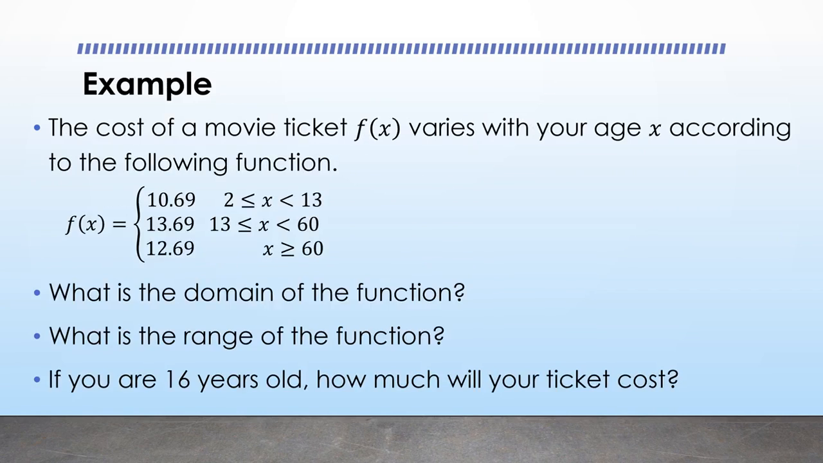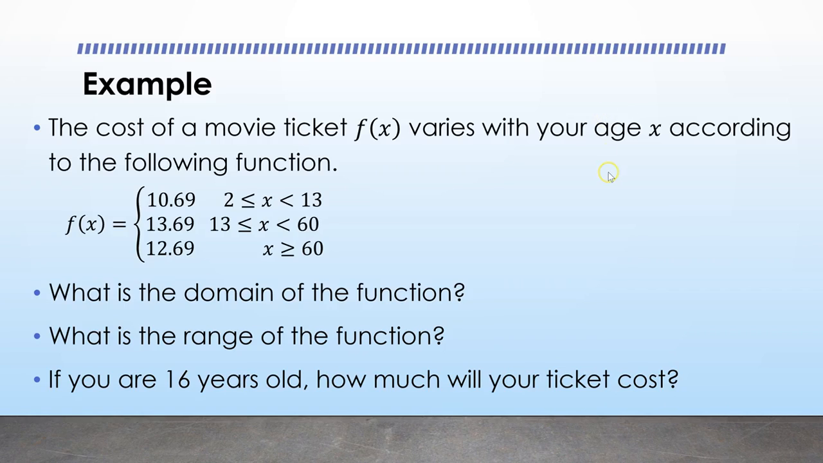So here's an example where there's actually not much to compute, because you'll notice that all three of the pieces in this piecewise function, none of them have any x values. So there's nothing that can be substituted in to evaluate. And this is actually common with a lot of pricing schemes for things like the cost of a movie ticket. So movie ticket prices vary with your age.